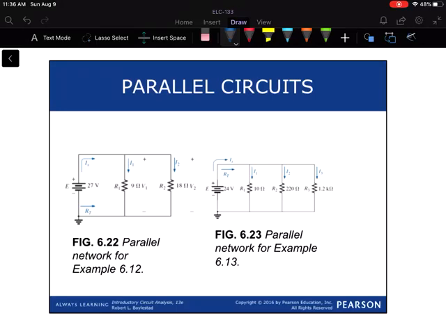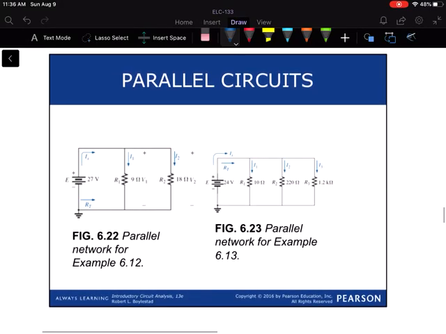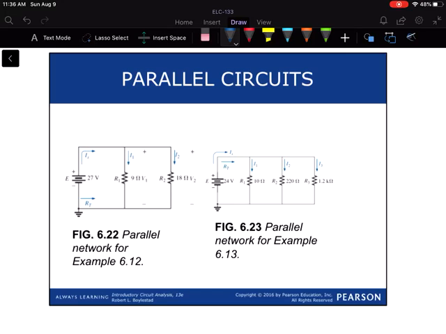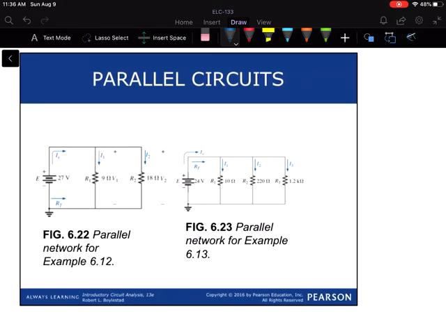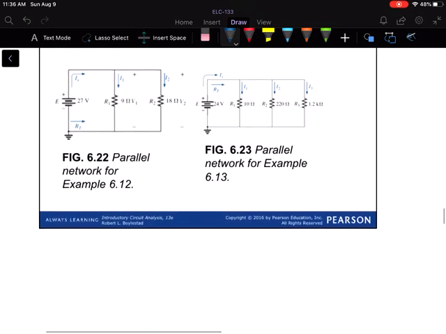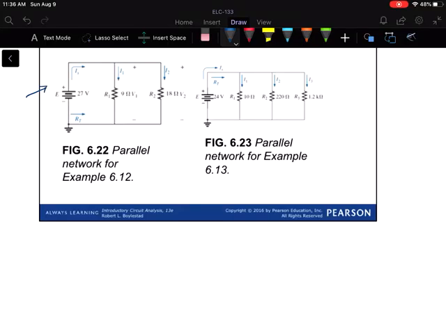Now for parallel circuits. In series circuits, we saw that the current was the same through our series elements of our circuit. Well, for parallel elements, we actually have the same voltage across the elements. So, for instance, if we're looking at our first circuit here, we know that V1 is equal to V2 is equal to the voltage source of 27 volts.